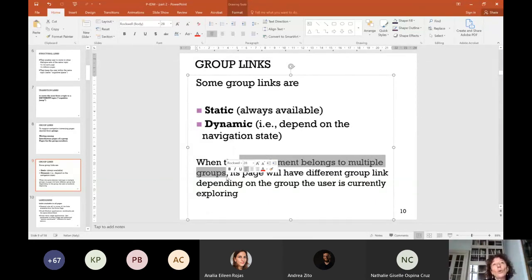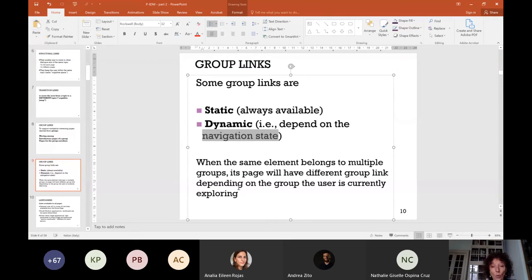Clearly, when I am in my course and I want to go to the next course in a study plan in the study program manifesto degli studi of information engineering, the next one will be a course in information engineering. If I look into my course in the study manifesto of design, the next one will be a design course. So the idea is that if the same element belongs to multiple groups, that page will have a different dynamic group link that depends on the navigation state.